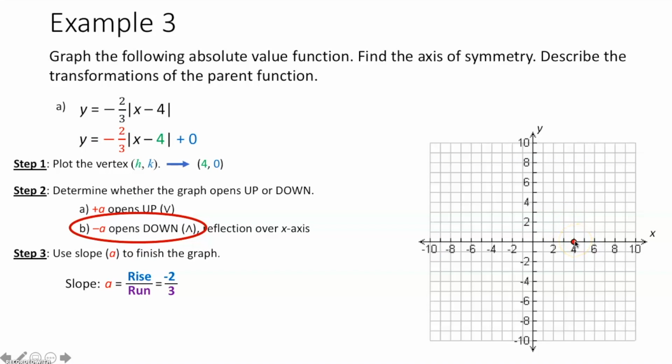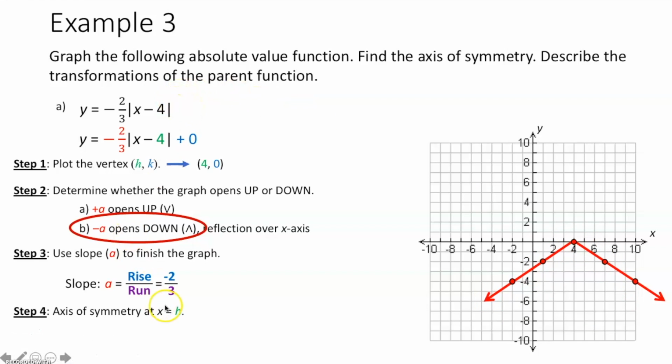Now, we use that slope to graph the rest of our v. So from our vertex, we go down 1, 2, and over 1, 2, 3, put a point. Now, since it's a downward facing v, we go back to our vertex and we got to get the other half of our graph. So we go down 2 and to the left, 1, 2, 3, put a point. Now we draw a line going through our points and we get a v. Perfect. We have graphed our absolute value function.